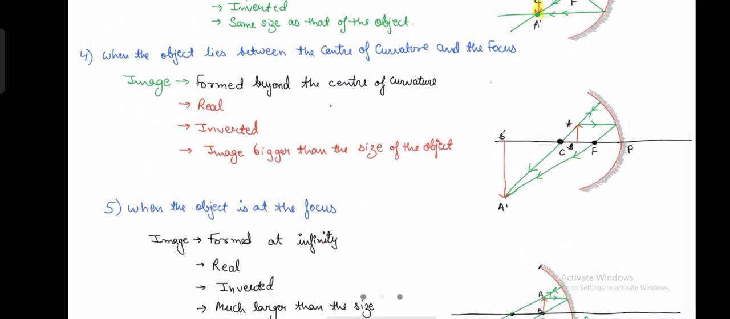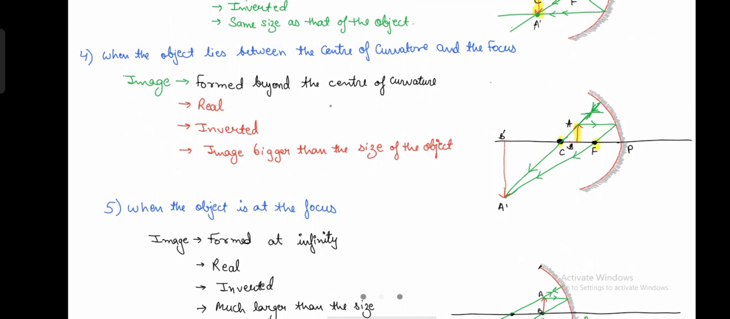Then the next is when the object lies between the center of curvature and the focus. So this one is the center of curvature and this is the focus, and we see that our object is lying in between. In this case, again, two lines: one will be passing parallel to the principal axis, which is passing through the focus. Then one is going on and reflecting back from the mirror, and when we extend it, it seems like it is passing through the center of curvature.